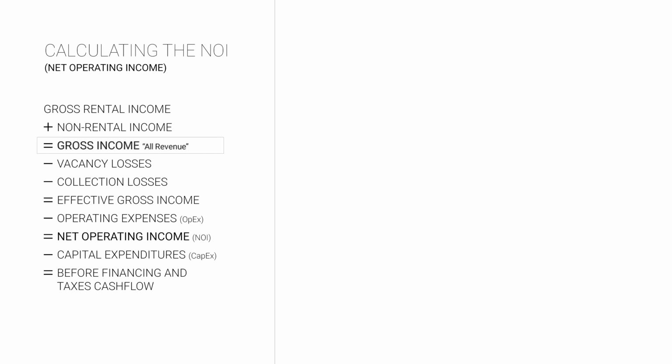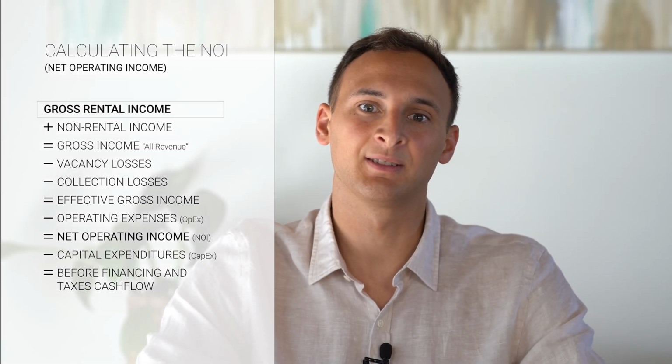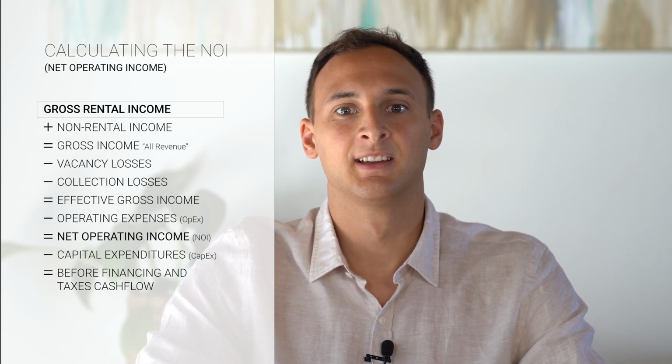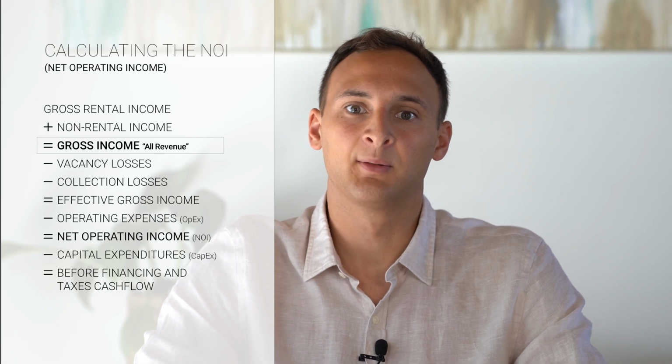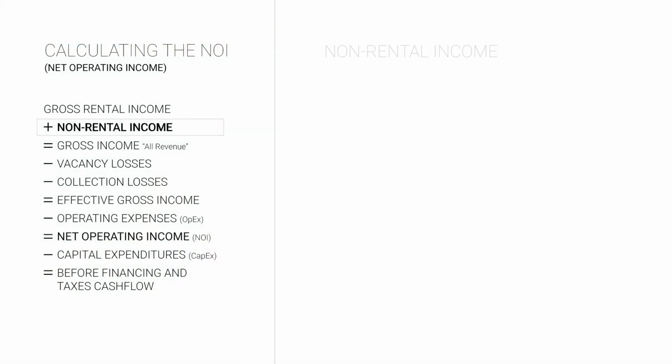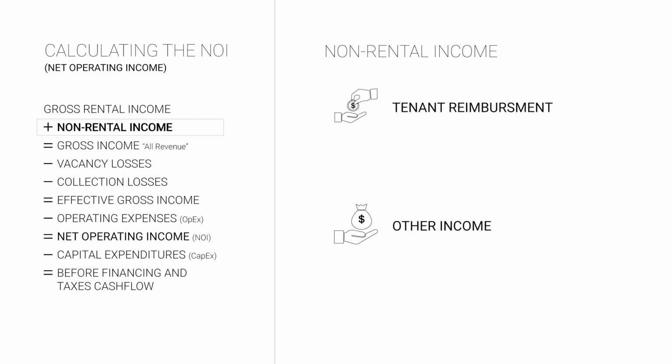The gross income of a property can be defined as all revenue. The gross rental income is all the rent you receive from your tenant or your tenants. To get to the gross income, we have to add the non-rental income. The non-rental income consists of the tenant reimbursement and other income that comes from the property.